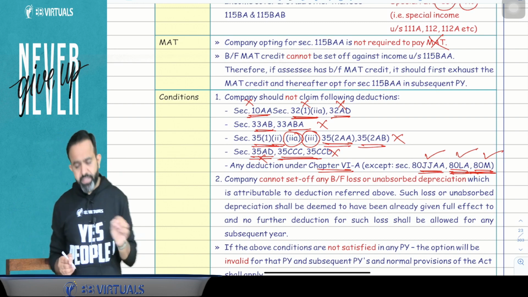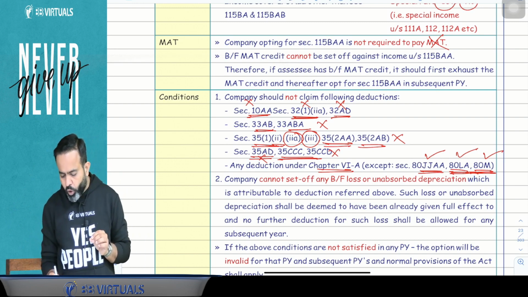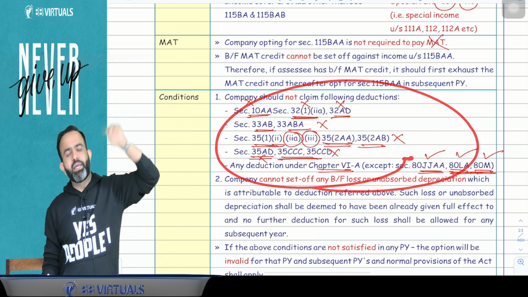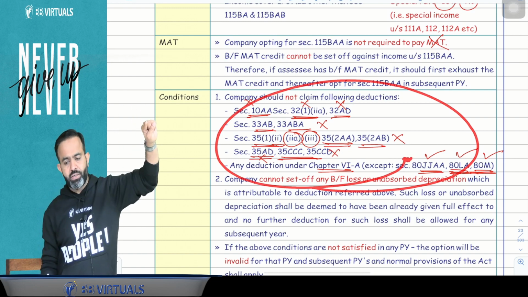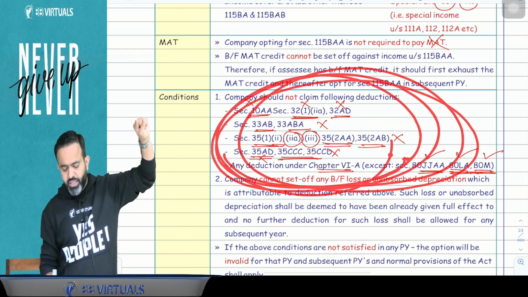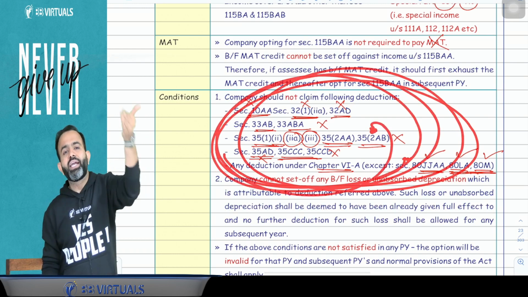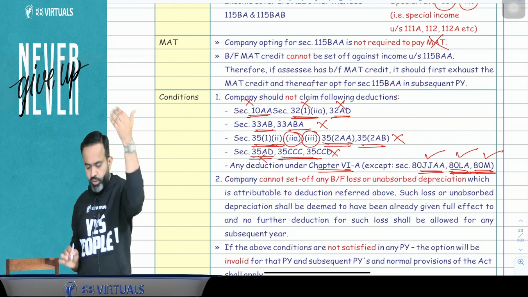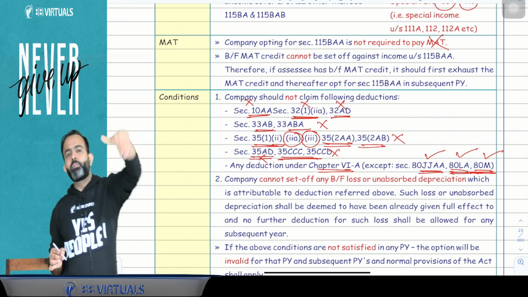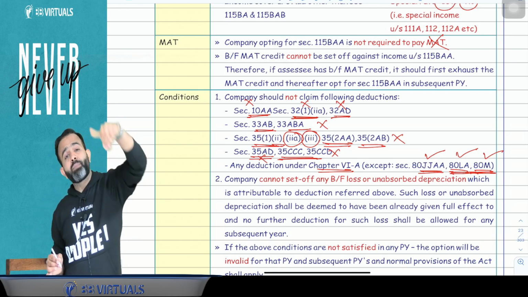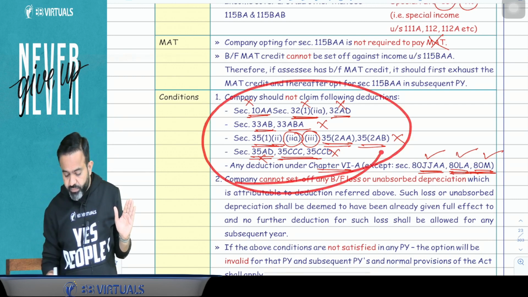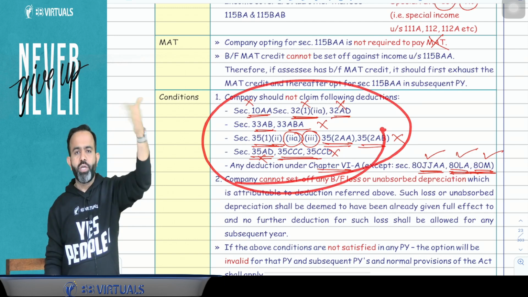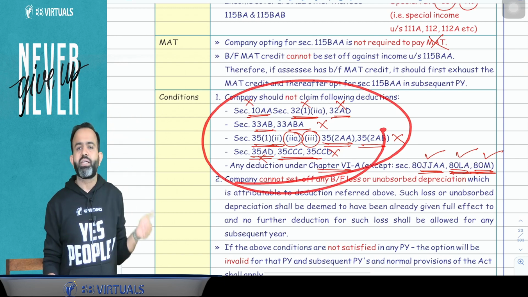Now guys, the lawmaker says that if there are any brought forward losses or brought forward depreciation due to these sections, then you cannot set off and carry forward, which means it is going to lapse. Try to understand, all people pay attention. If there is any brought forward loss or unabsorbed depreciation due to these sections, you have to ignore it, which means it is going to lapse. You cannot set off and carry forward.